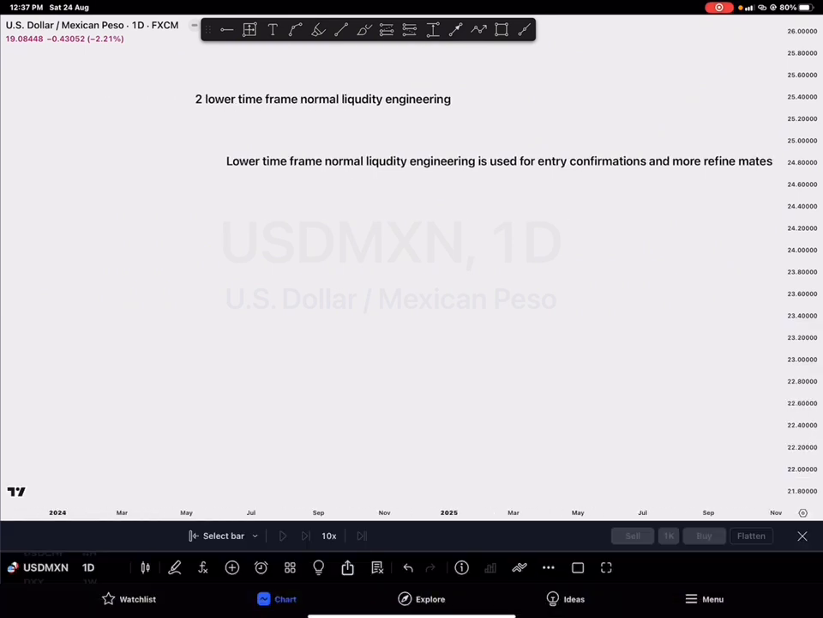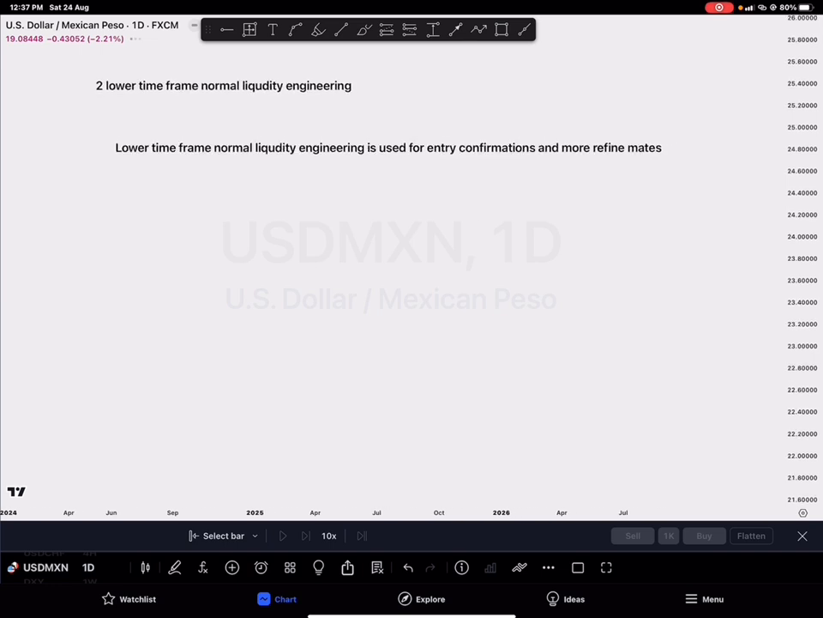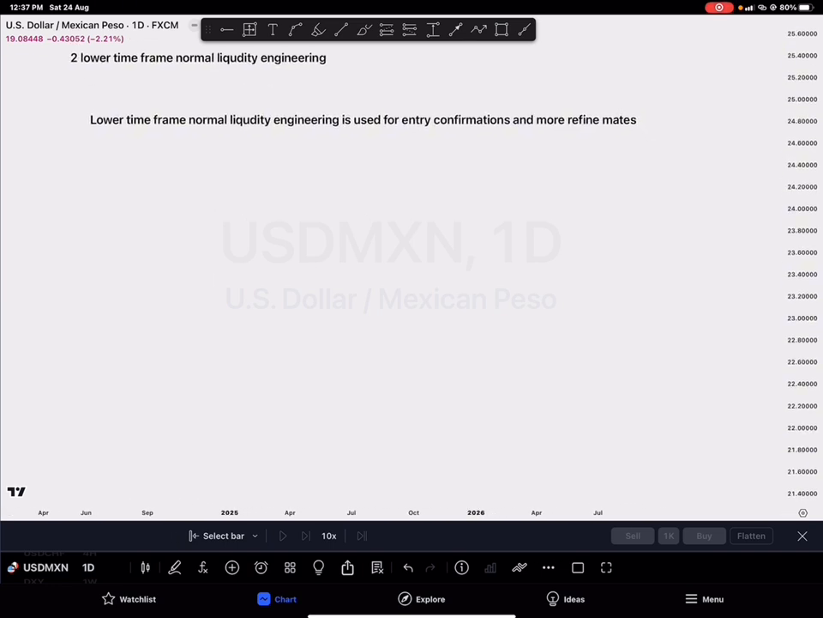So how do we use the lower time frame normal liquidity engineering? This is how the lower time frames resemble the higher time frame normal liquidity engineering, but they differ in use. So this is for the bearish side.